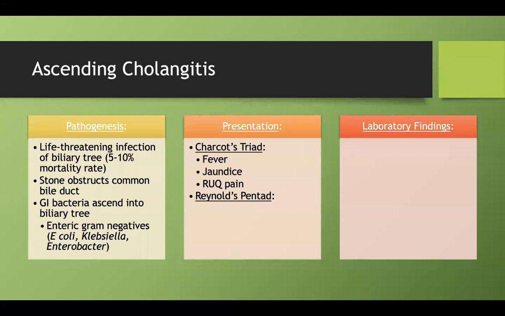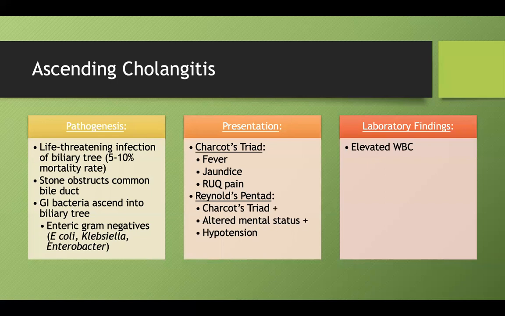Now, in severe cases of ascending cholangitis, they're going to develop Reynolds' pentad, which basically just means they're in shock. Like they're so sick now that their body's going into shock. So you're still going to see all those 3 symptoms that we talked about, Charcot's triad. You're going to start to see altered mentation, and you're going to see hypotension. So basically, this person's hypoperfusing now. They're going into shock, and that's why you get this Reynolds' pentad.